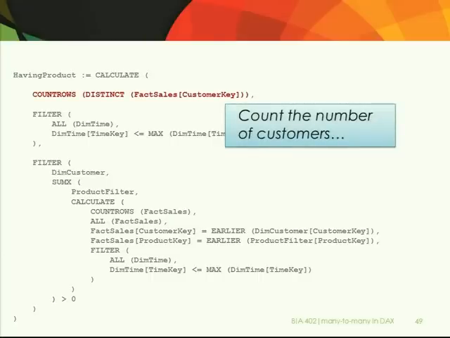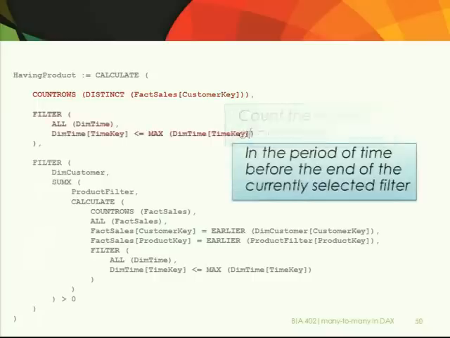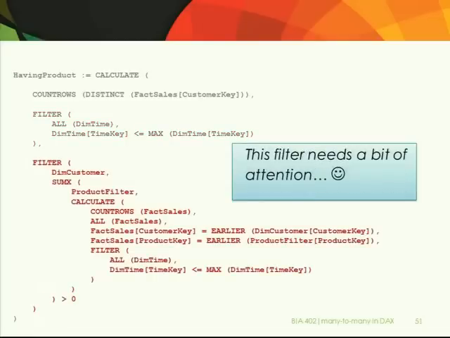It's a CALCULATE. COUNTROWS DISTINCT of FactSale CustomerKey just means count the number of customers, which is the final result we want to have. That filter means any time before the end of the current period. We selected 2005, so that filter says look at all the time before the end of 2005. And the magic happens for this filter, which is not very easy and might need a bit of attention. The first part is very easy. The magic happens only in the filter, which, again, is the many-to-many pattern working.